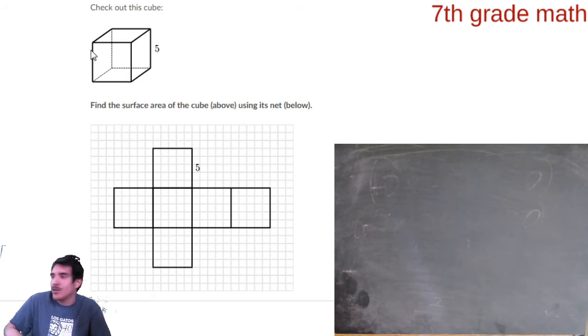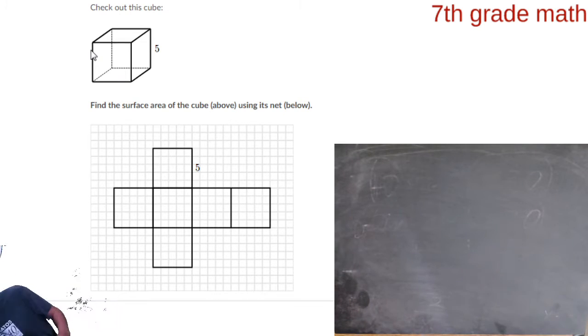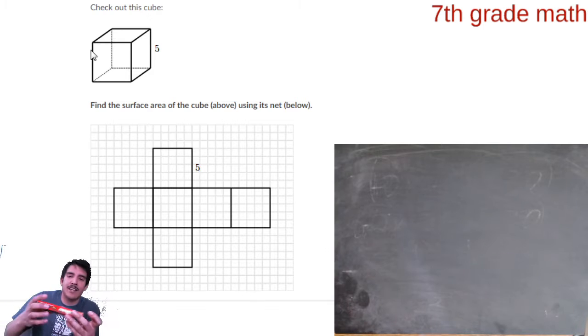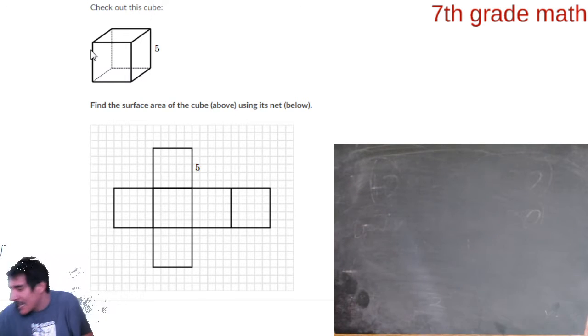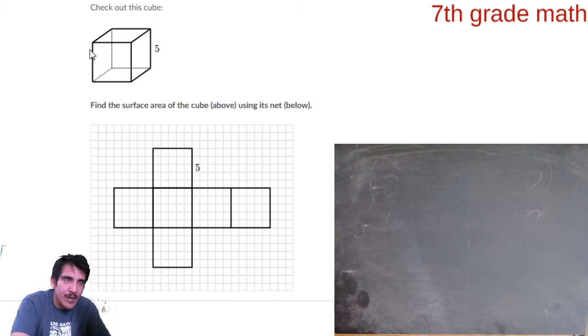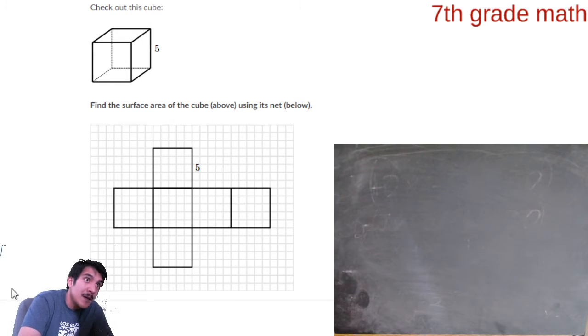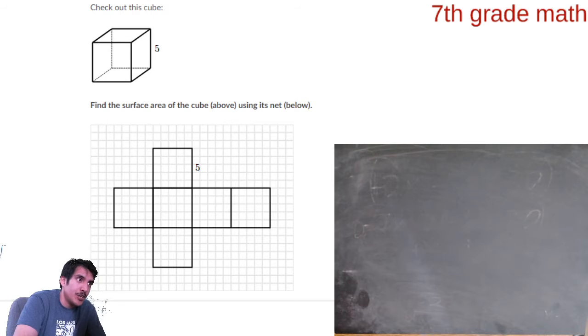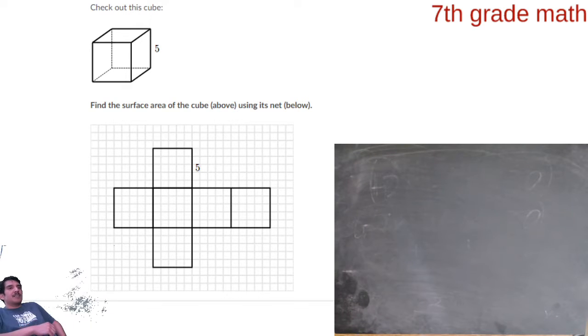If you have a little dice by you, that's a cube. I don't have a cube, but I have a rectangular prism here, which also has 6 faces: the top, the front, the back, the 2 sides, and the bottom. So a cube has 6 sides, and if you unfold it, you can see the 6 little faces that make it up. The surface area of a cube is basically, you just add up all the areas of these shapes.